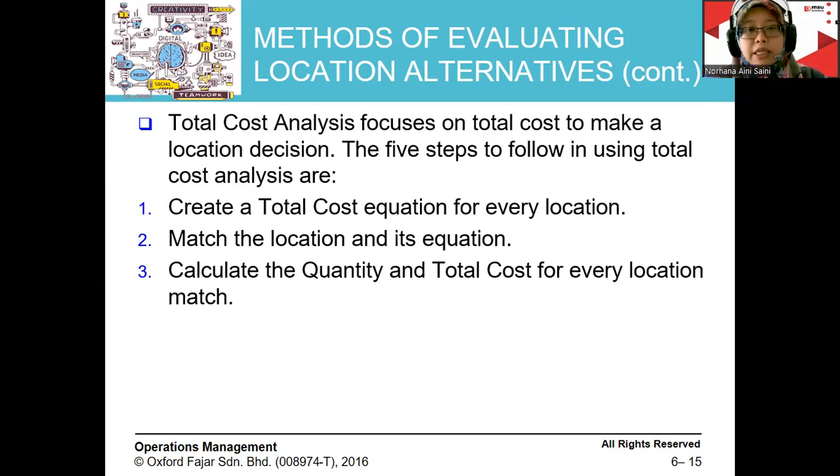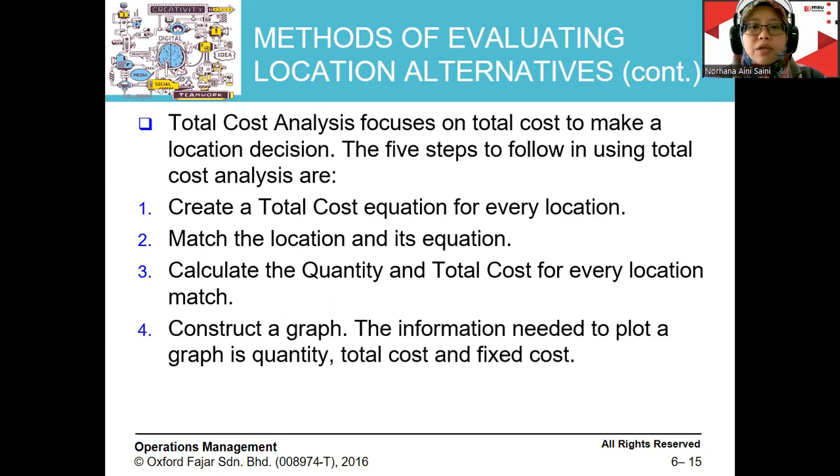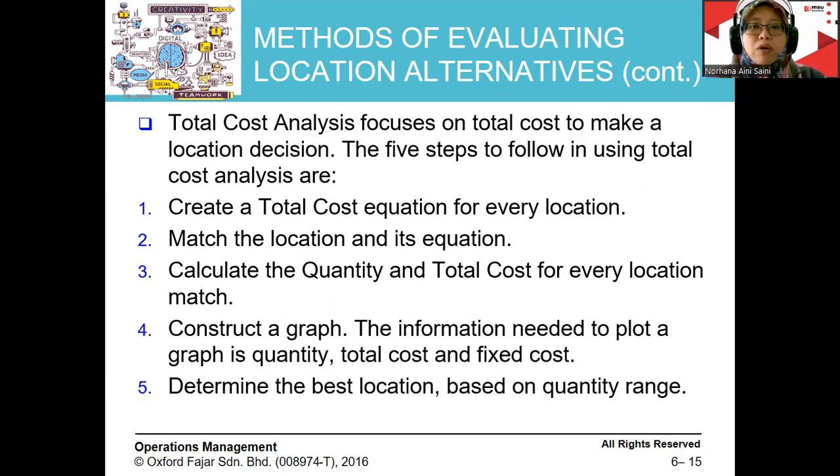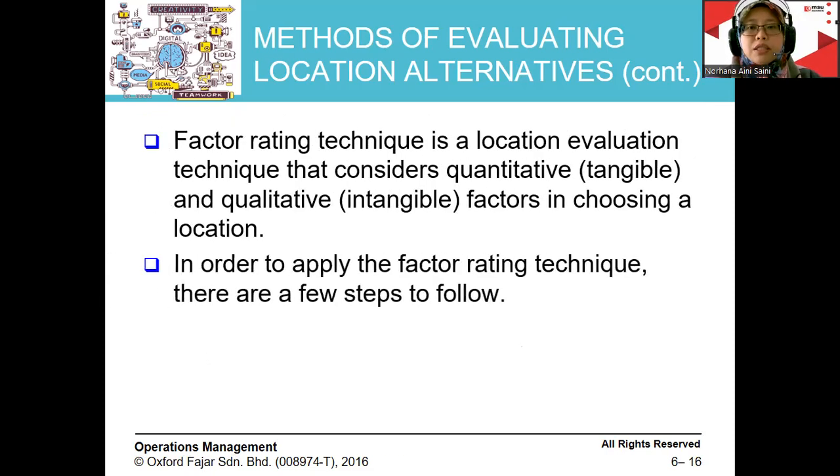We are still in the break-even topic. For total cost analysis, we focus on the total cost to make a location decision. There are 5 steps to follow in using total cost analysis. First, you need to create a total cost equation for every location, and then match location and execution. Third, calculate the quantity and also the total cost for every location match. Fourth, you need to construct a graph. The information needed to plot the graph is quantity, total cost, and also the fixed cost, which is the base formula for the break-even. Then number 5, determine the best location based on the quantity range. So this is the formula for that. After this we go to the next one.